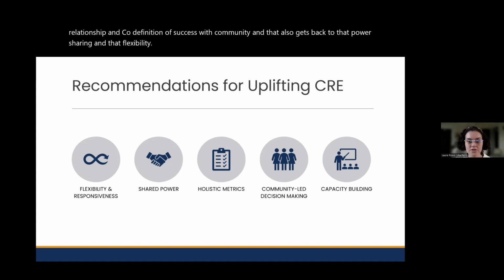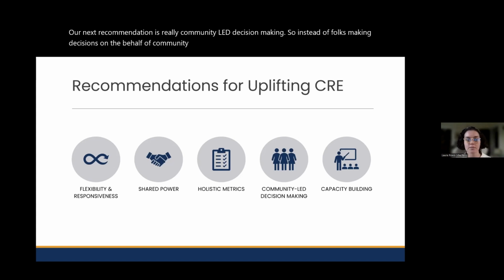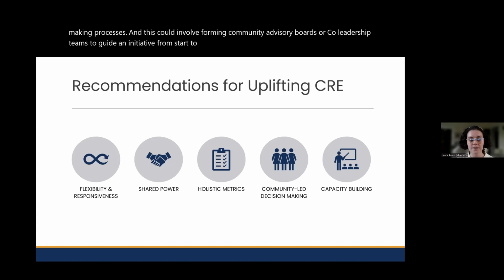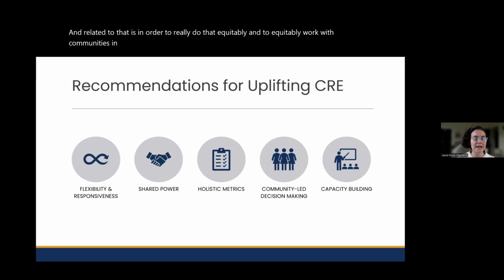Our next recommendation is really community-led decision-making. So instead of folks making decisions on behalf of community, really prioritizing community leadership and decision-making processes. And this could involve forming community advisory boards or co-leadership teams to guide an initiative from start to finish. And related to that, in order to really do that equitably and to equitably work with communities in generating evidence and analyzing evidence and making sense of evidence together, we also need to really think about capacity building.